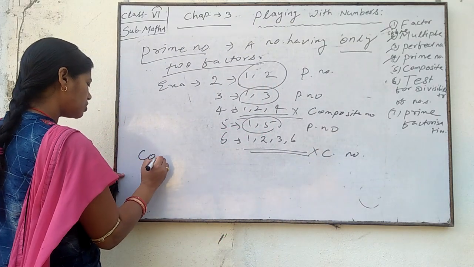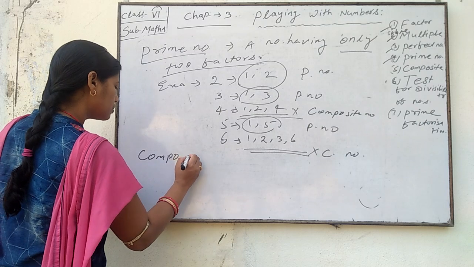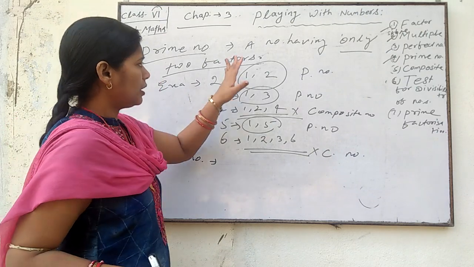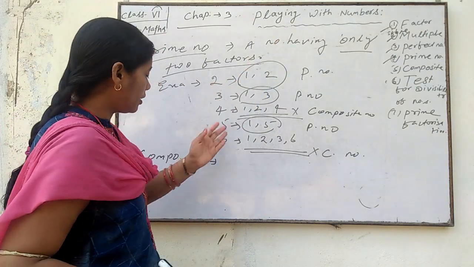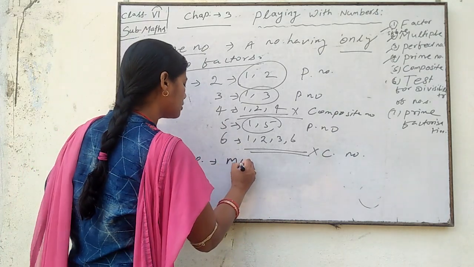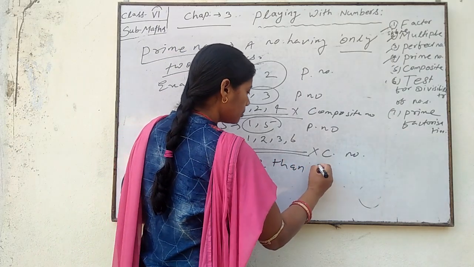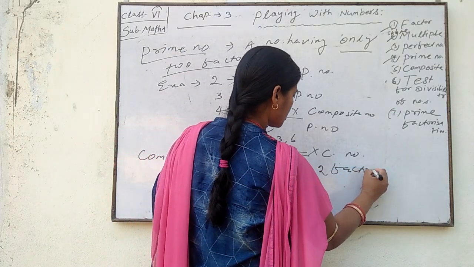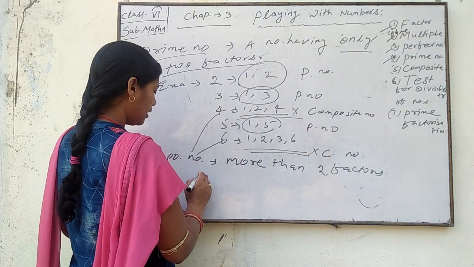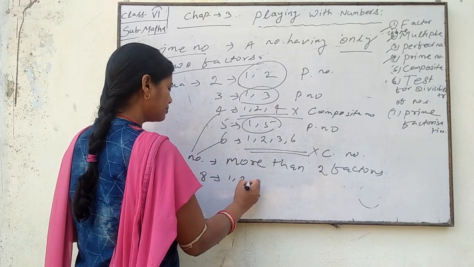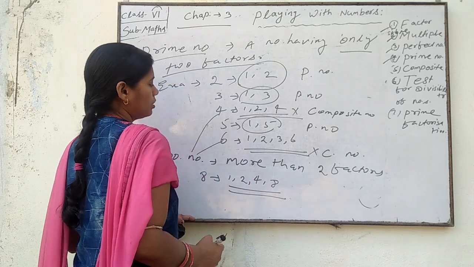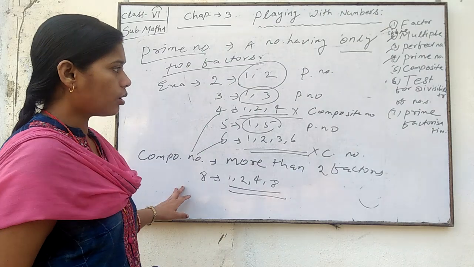So what is a composite number? Just the opposite of a prime number. A prime number has only two factors. A composite number is a number having more than two factors, just like 4 and 6. Take 8: 1, 2, 4, 8. This is more than two factors, it means here 4 factors. So this is a composite number.